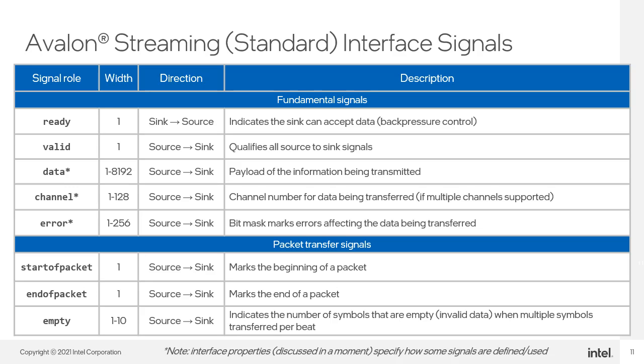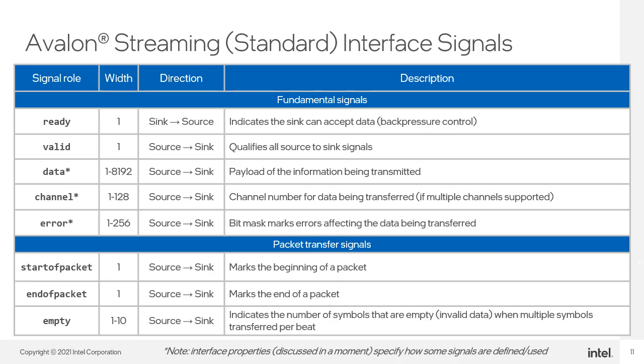Avalon Streaming also includes dedicated signals for packetized data transfer. The start of packet and end of packet signals are self-explanatory. The empty signal can be used along with end of packet to indicate at the end of a packet transfer that a certain number of data symbols in the packet are empty.